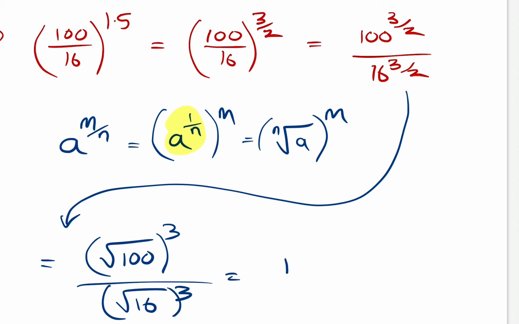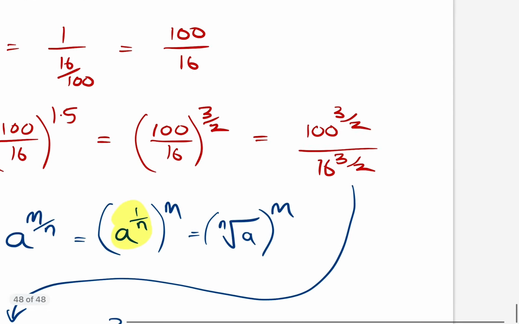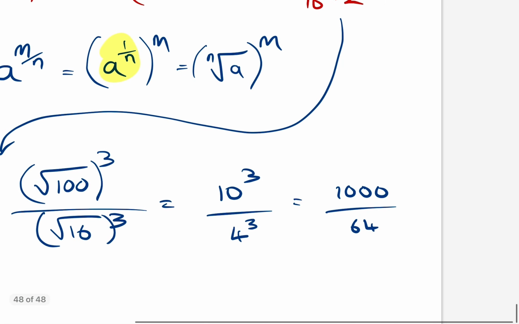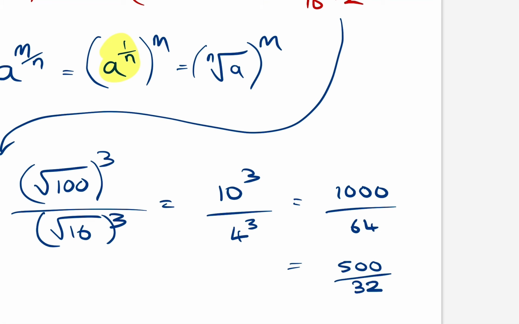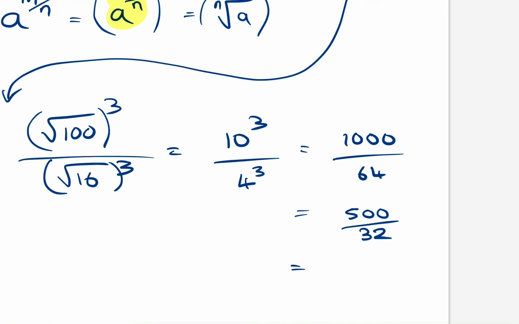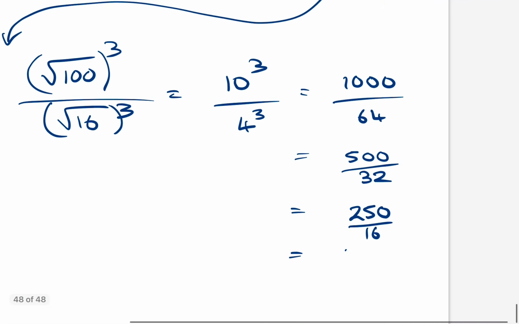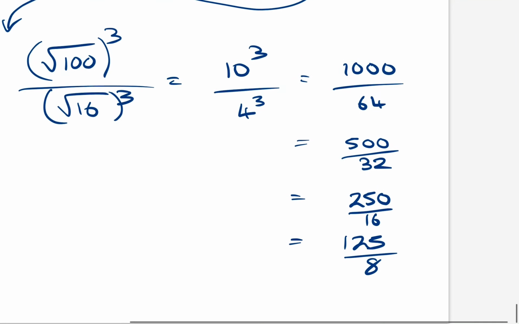Now the square root of 100 is 10 and the square root of 16 is 4. So that gives us 10 cubed over 4 cubed. 10 cubed is 1000 and 4 cubed is 64. Now, does it say give your answer in simplest form? It doesn't, but we can do. So we can divide both by 2, and we can do the same again. So 250 over 16. And we can do the same yet again: 125 over 8. And does that simplify any further?